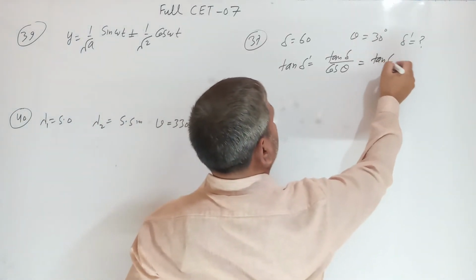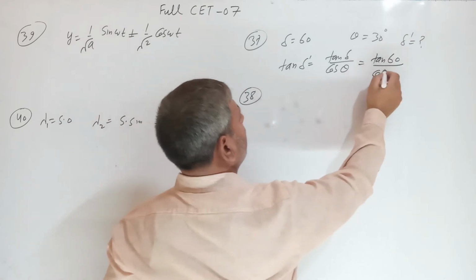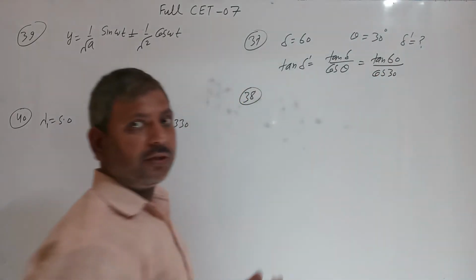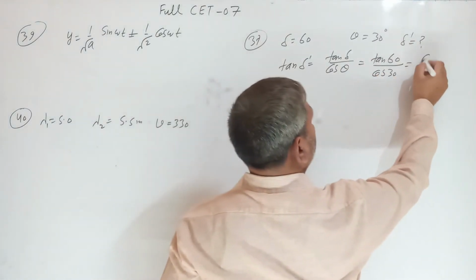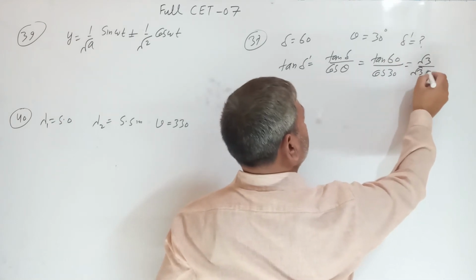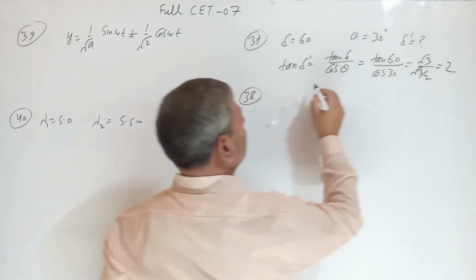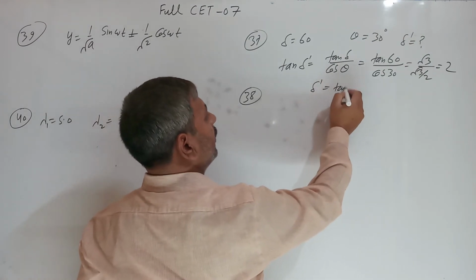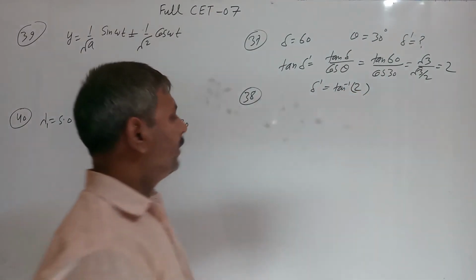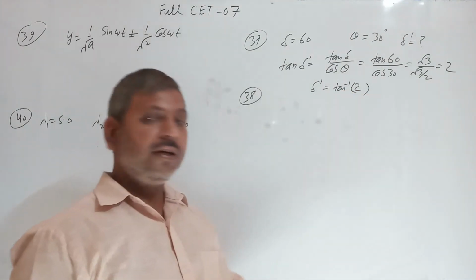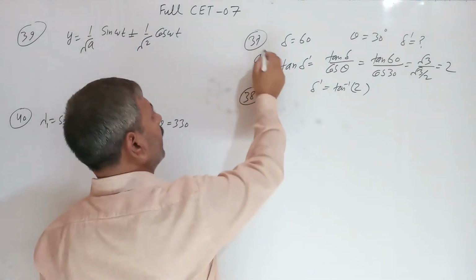Tan 60 is the true value they have given, and cos theta is cos 30. So tan 60 is root 3, divided by cos 30, which is root 3 by 2. So that is 2, and the apparent angle is tan inverse 2. Here in question number 37, option A will be the correct one.